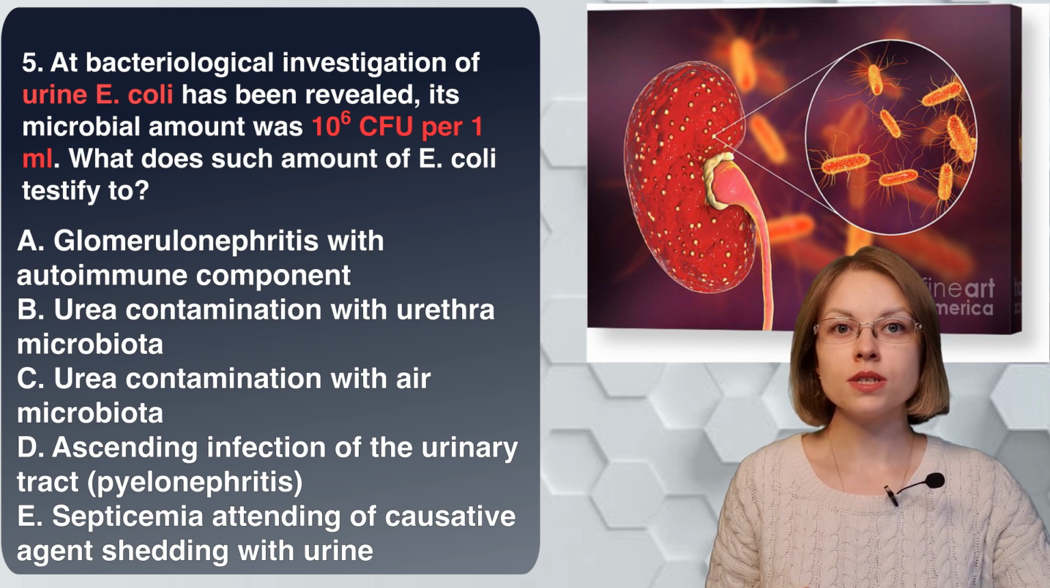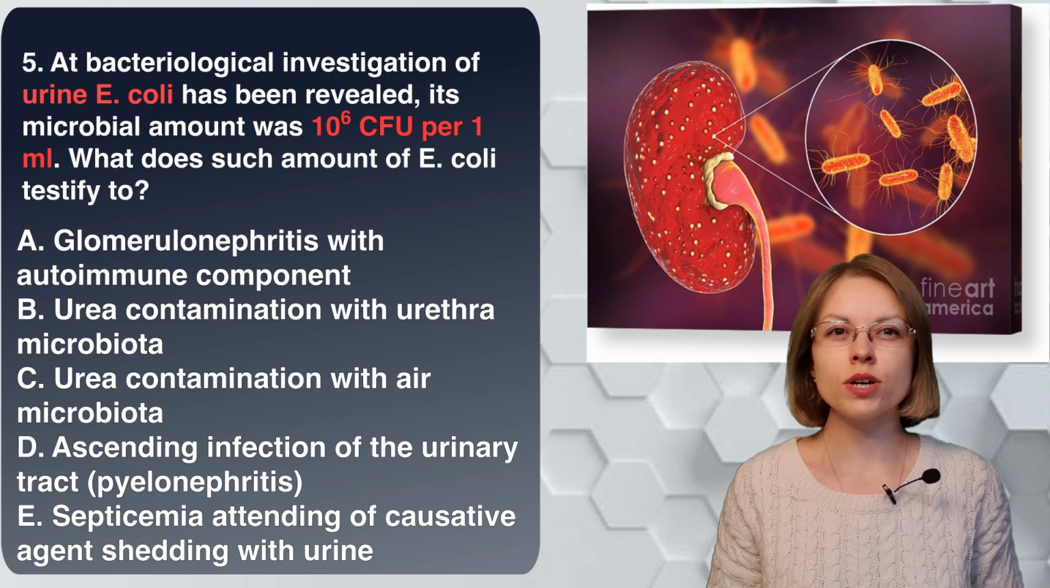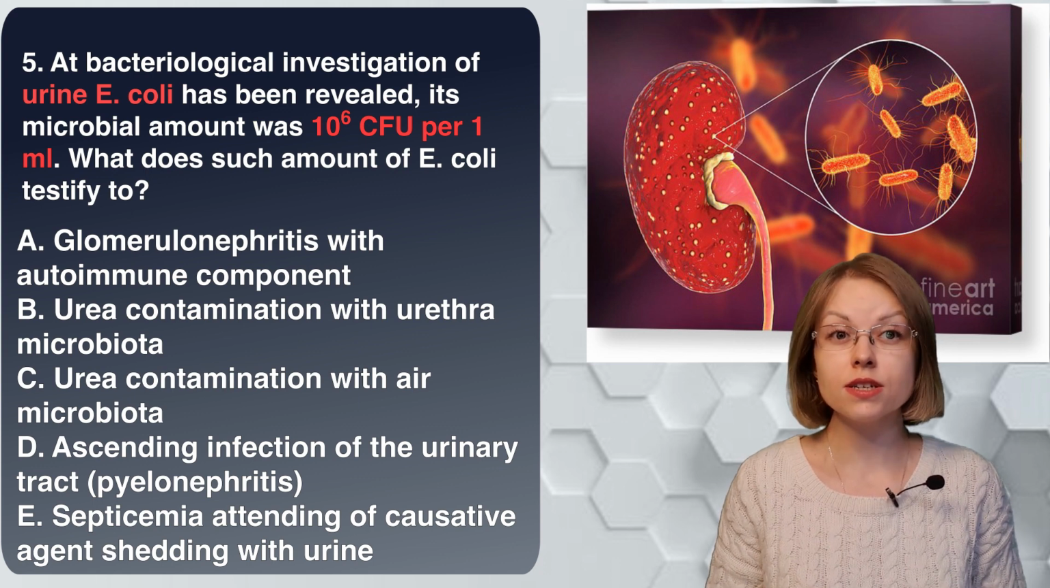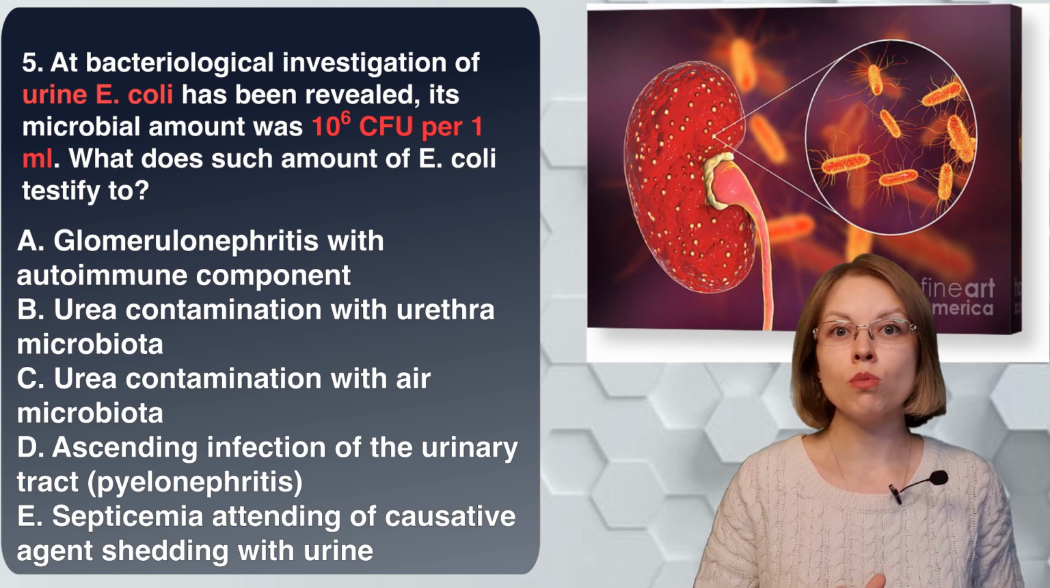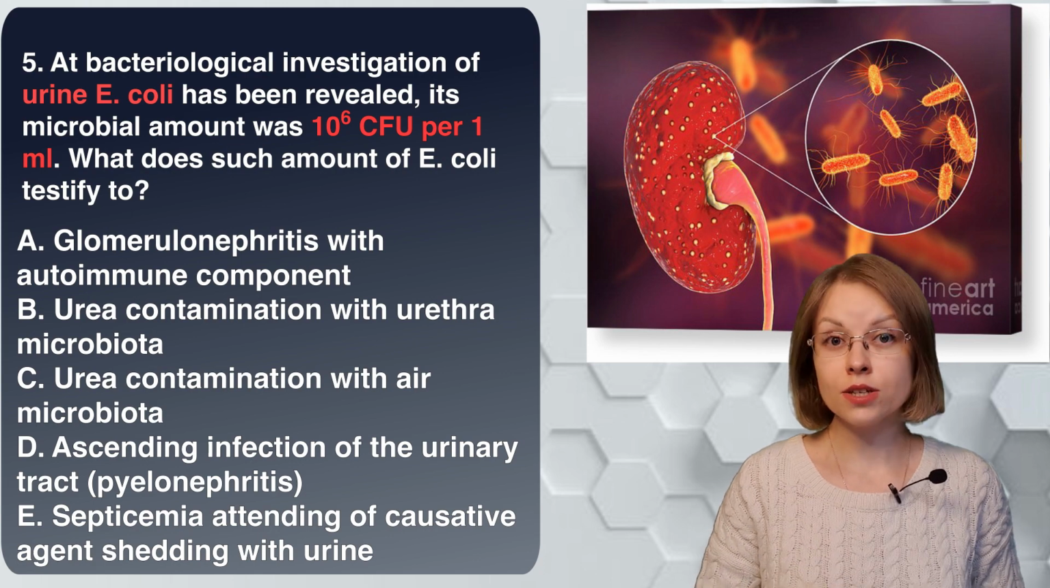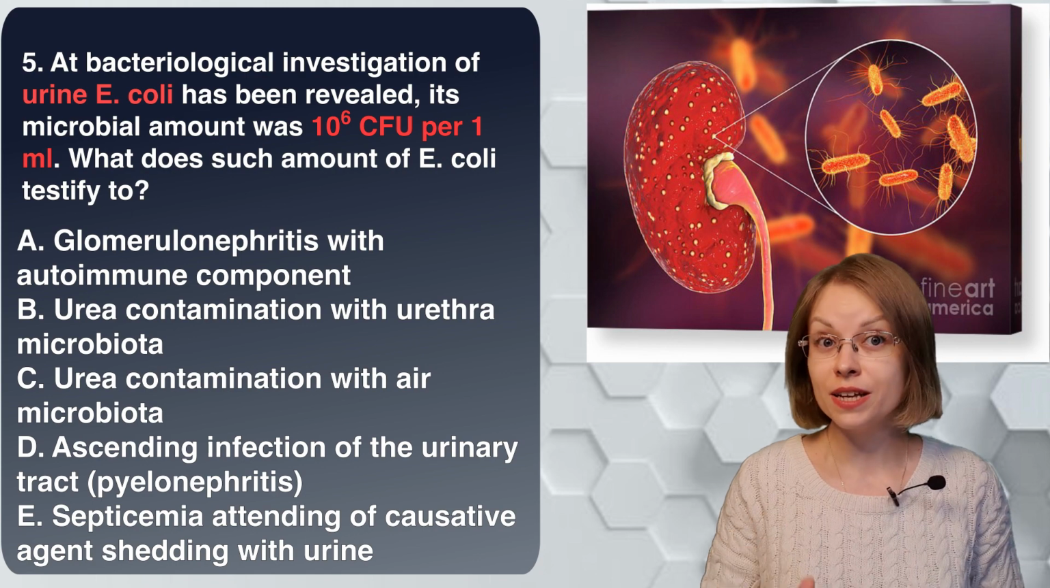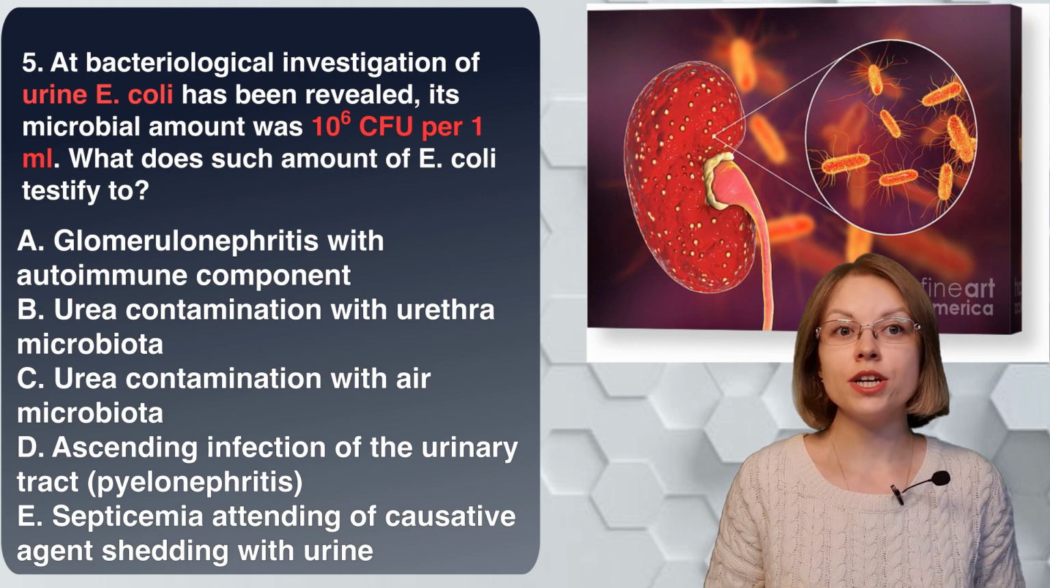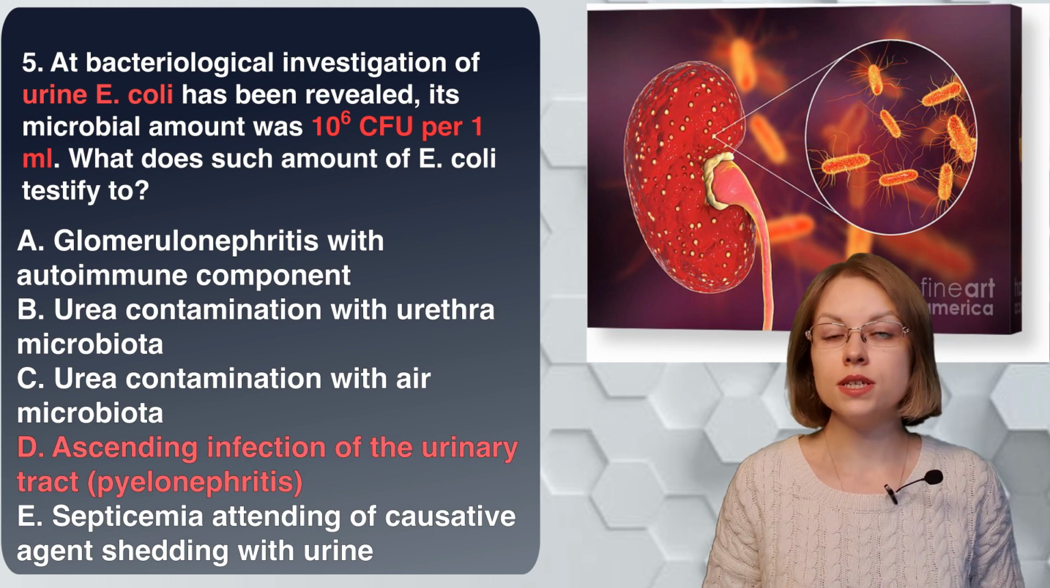It is known that one of the paraclinical criteria for pyelonephritis is the detection of more than 10 to the 5th power microbial cells of Escherichia coli per milliliter in the average portion of urine. Therefore, the correct answer is D.